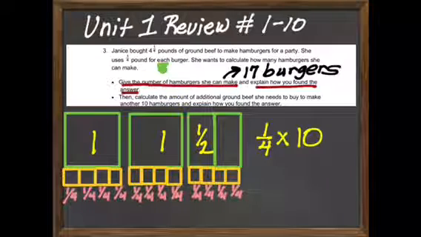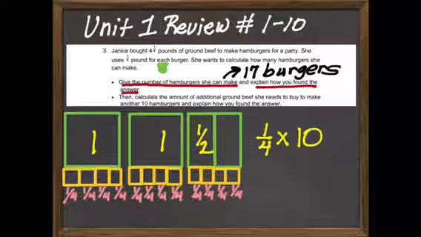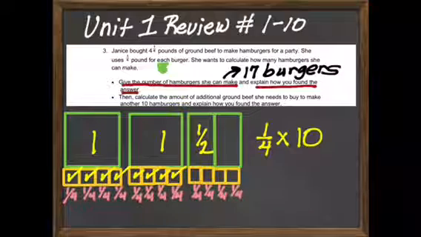I could use the same concept of using whole boxes and half boxes with 1/4 boxes to figure out how much additional ground beef she needs to make another 10 hamburgers and explain how you found the answer. Well, if I just simply count each 1/4 box, it will come out to be 2 1/2 pounds. If I just count the boxes, I would actually have 10 hamburgers because it's 1/4 apiece for each hamburger.